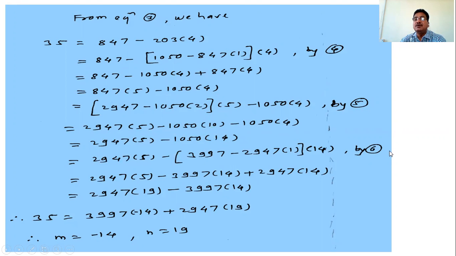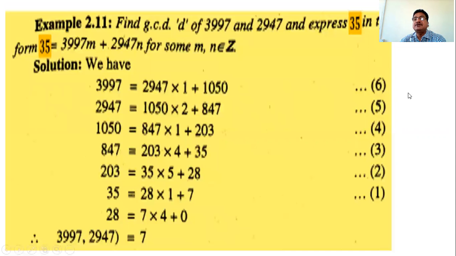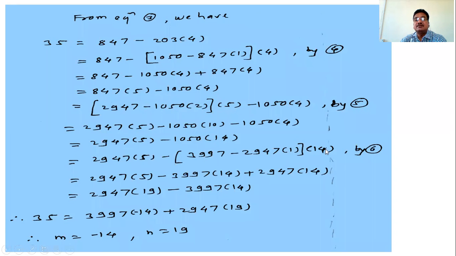Then substitute the value of 1050 from equation number 6. If we observe equation number 6, then we have 1050 as 3997 minus 2947. So this is the value of 1050. Then multiply by 14. What do we have? 3997 into 14, and this minus and minus become plus.